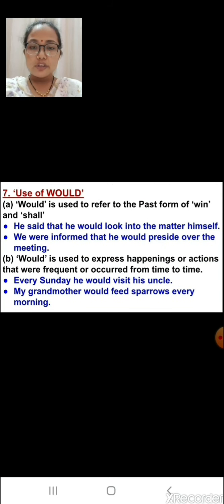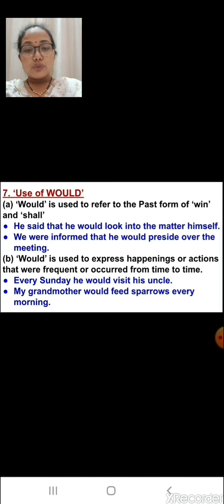Now let us see the use of would. Would is used to refer to the past form of will and shall. For example, number 1, he said that he would look into the matter himself. Number 2, we were informed that he would preside over the meeting.